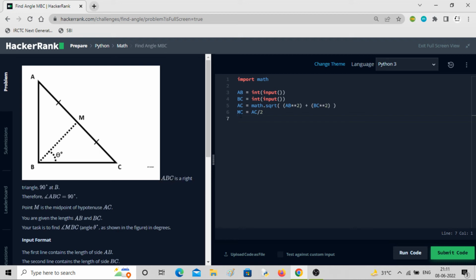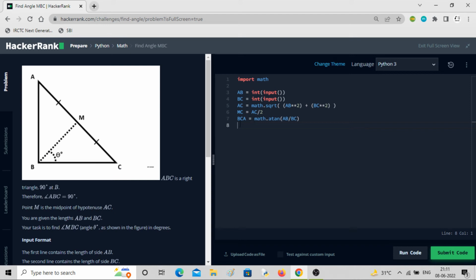Okay, so let me write: BCA angle is equal to tan inverse. How can you write tan inverse? Math dot atan. You have to write atan for tan inverse, and here you write AB divided by BC, right? So tan theta dash will be AB divided by BC. So I'm calculating tan inverse here. Once you get the angle BCA, you have side MC, so you can calculate MB.